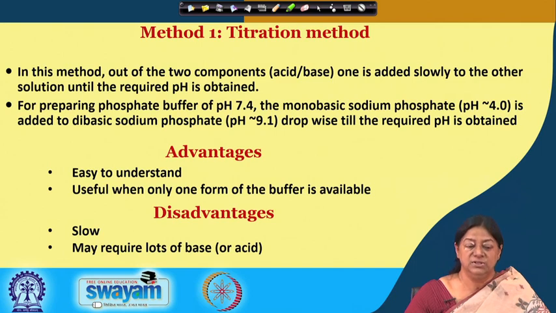In the titration method, out of the two components, the acid or the base, one is gradually added to the other solution until the required pH is obtained. For preparing, for example, the phosphate buffer of pH 7.4, the monobasic sodium phosphate is added to the dibasic sodium phosphate dropwise till the required pH is obtained. The advantage of this is that it is easy to understand and it is usually useful when only one form of the buffer is available. The disadvantage is that it may require a lot of salt, base or acid, and it is relatively slow, and variations in pH may not be considered.